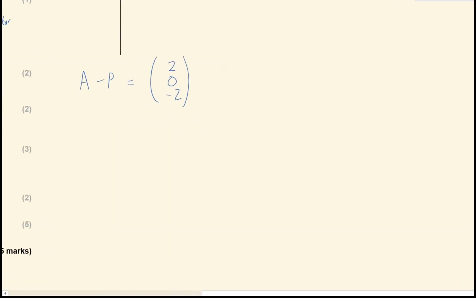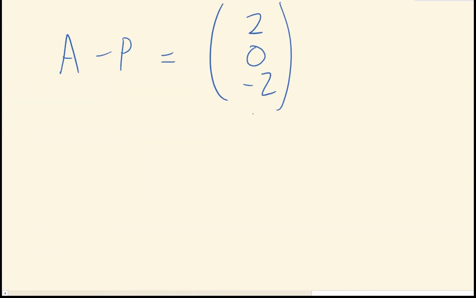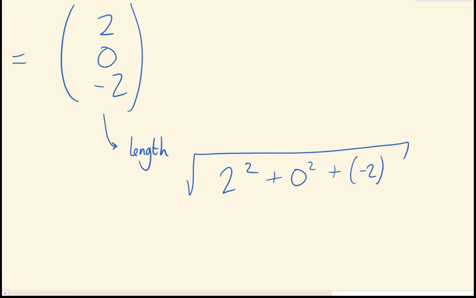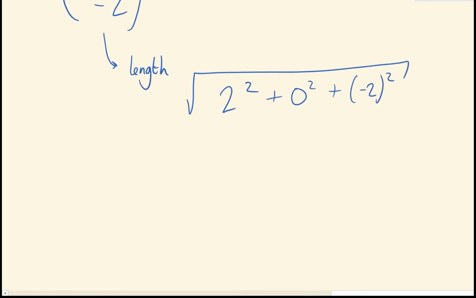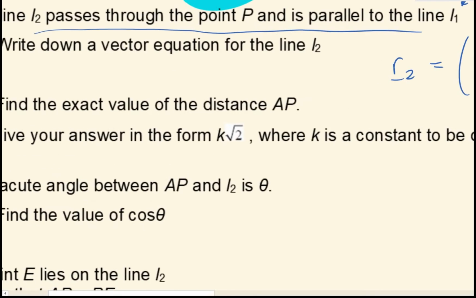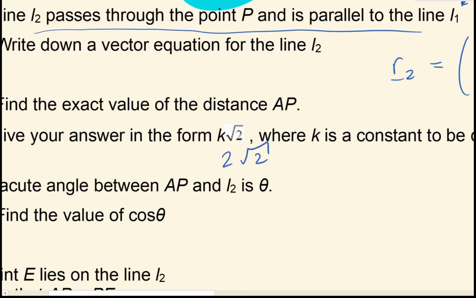We're then going to work out the distance of that, or the length of this vector. So for this length, we have to do 3D Pythagoras again. So it'll be the square root of every single term squared. So 2 squared plus nothing squared plus minus 2 squared. That is the square root of 4 plus 4, so the square root of 8. And I wanted it in this form here, 2 root 2. Okay, so that was 2 root 2, or k equals 2.